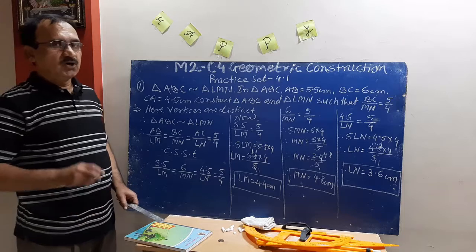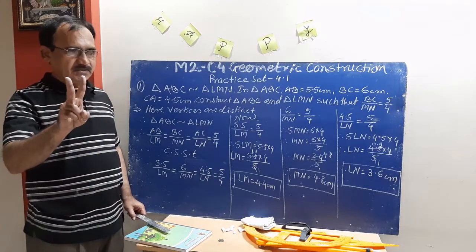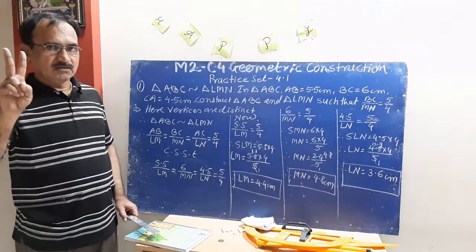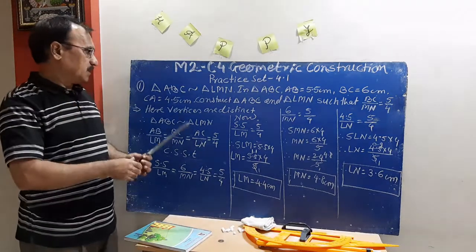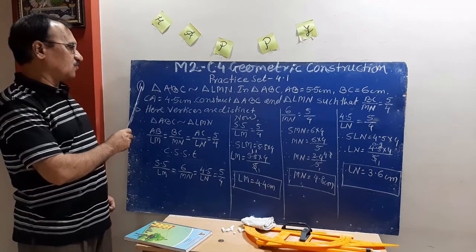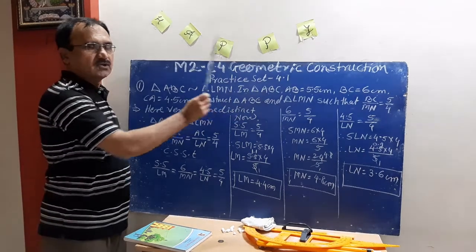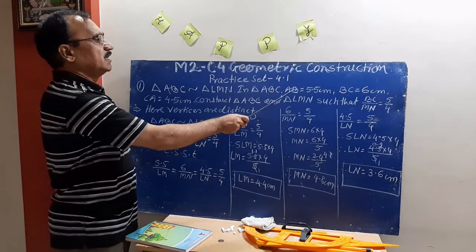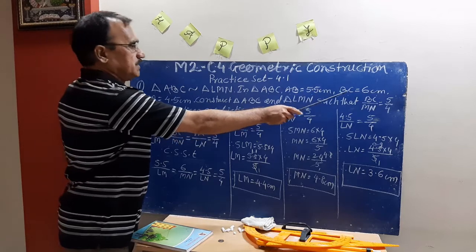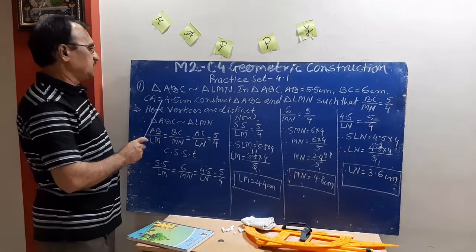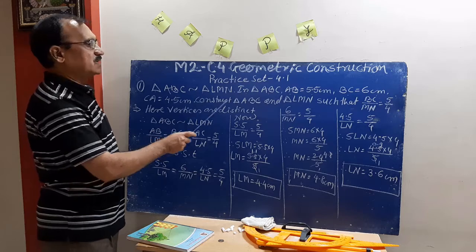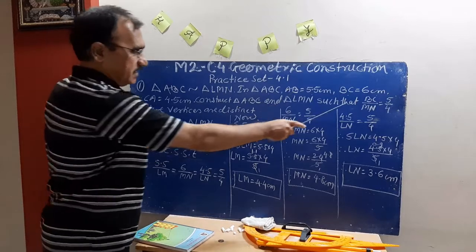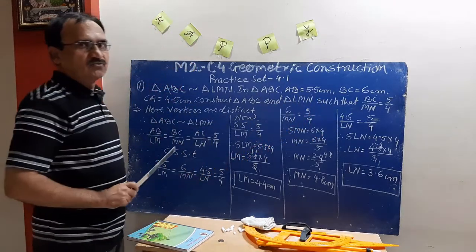And you know how to construct similar triangle. There are 2 methods. Which are these 2 methods? If vertices are different and one vertex is common. Here this is first construction or first example from practice set 4.1. Triangle ABC, similar triangle LMN. In triangle ABC, AB is equal to 5.5 cm, BC is equal to 6 cm, CA is equal to 4.5 cm. Construct triangle ABC and triangle LMN such that BC upon MN is equal to 5 upon 4.